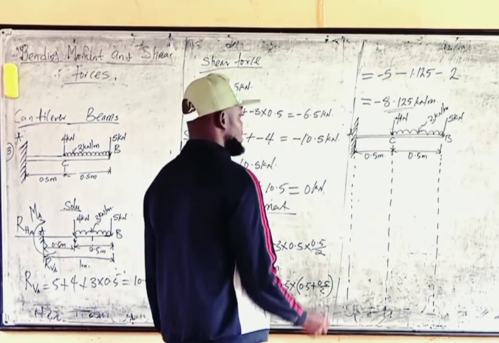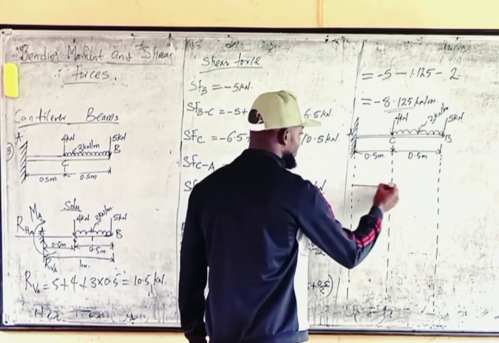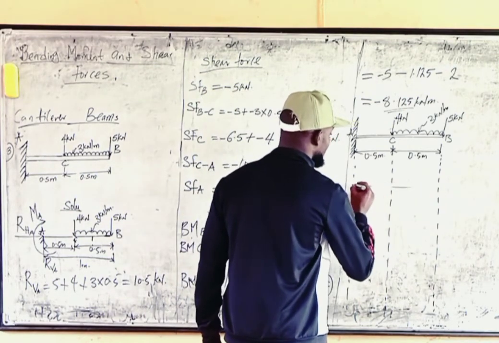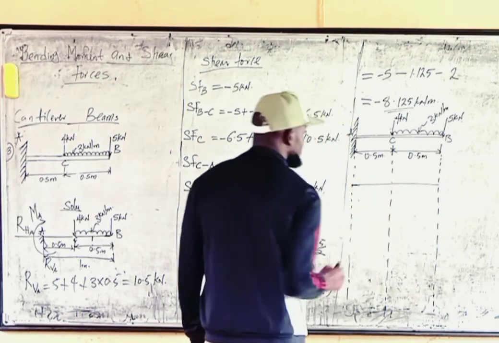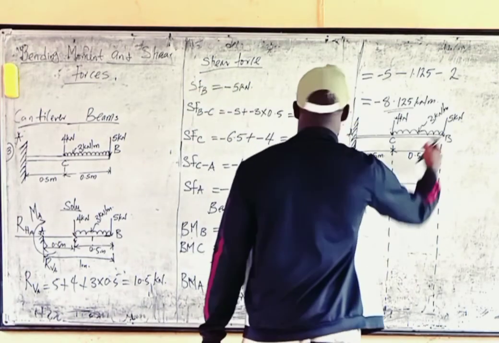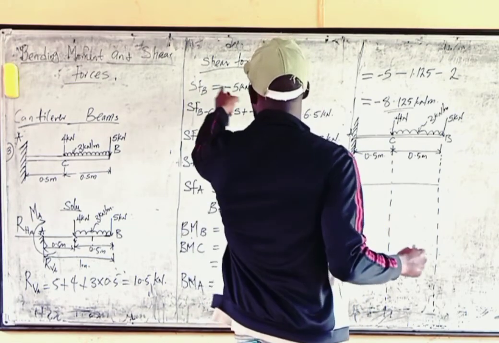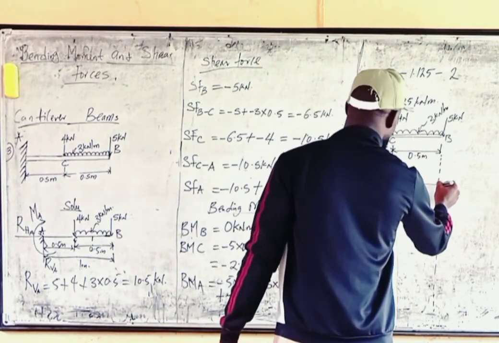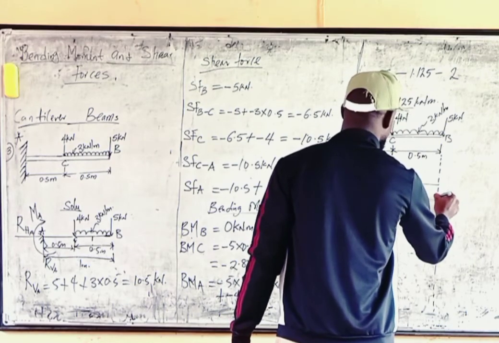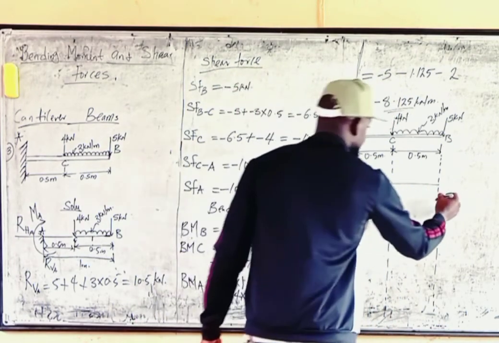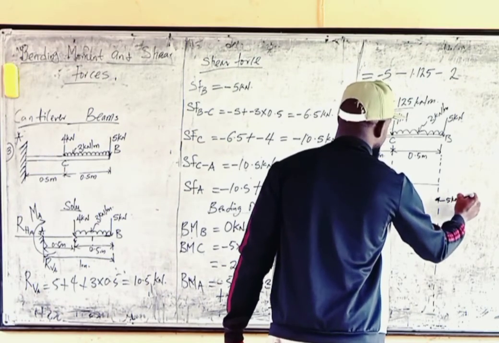Somehow important. The next thing, let's draw the shear force. We draw our beam as a horizontal line to represent the beam. The next thing you do is to start calculating. At this point B, our shear force was -5. So let's say from here to here is -5. Mark that, -5 kilonewtons.